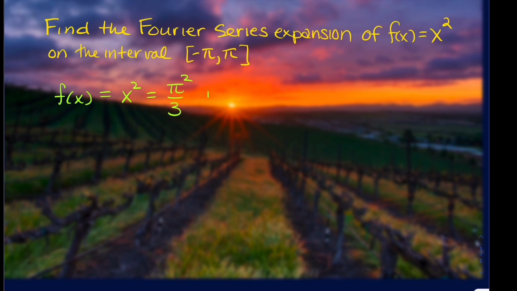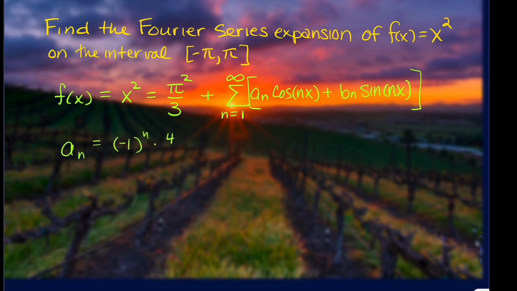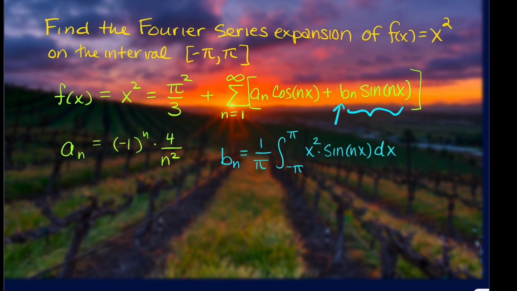and let's put it together with the function f of x. F of x is equal to x squared is going to equal to, we first found pi squared over 3 plus the infinite series, and the coefficient for a sub n is negative 1 to the nth power times 4 over n squared.